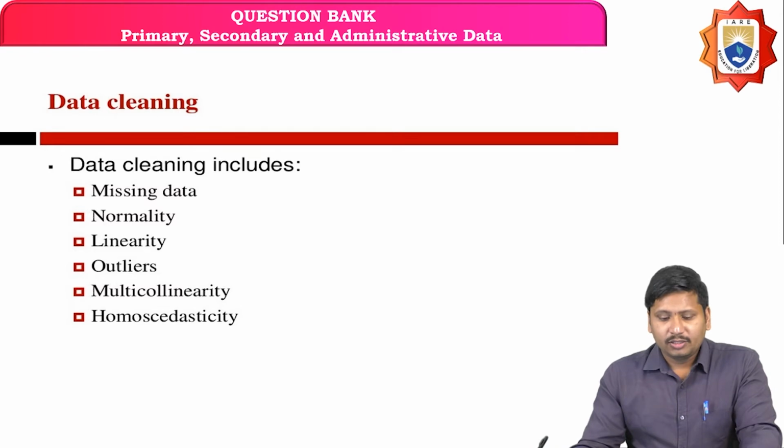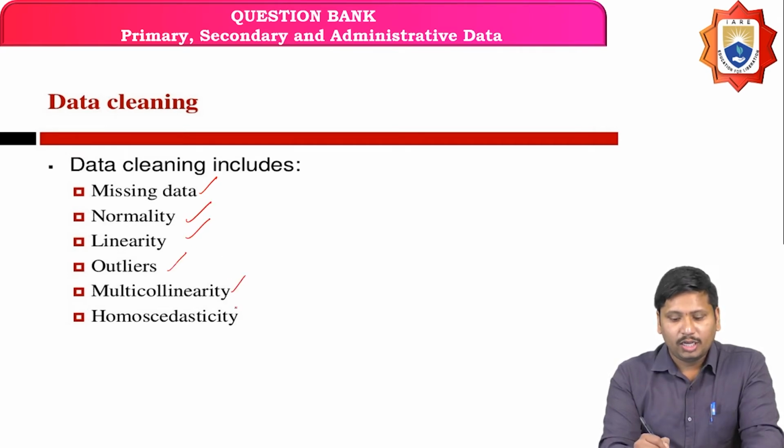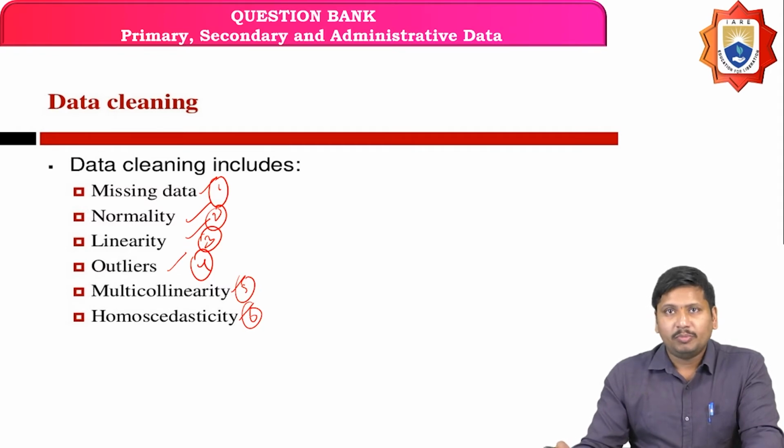Next one is data cleaning. So what are the steps that may be included in data cleaning? They will be identifying the missing data, normality, linearity, outliers, multicollinearity, and homoscedasticity. These are some of the methods or steps we are going to perform in data cleaning itself. So identify the missing data, identify the normality, linearity, outliers, multicollinearity, and homoscedasticity. These are the things you have to remember in data cleaning.